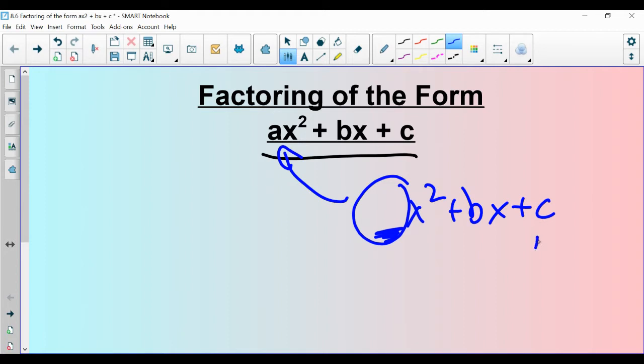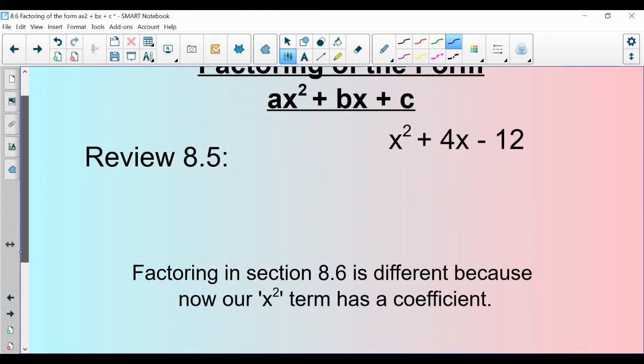We no longer can just look at the c term and find the factors of c that get us to b, like we have been doing. We're going to have to do something very different, and this is going to be an important lesson and also a moderately difficult lesson. So let's dive into it.